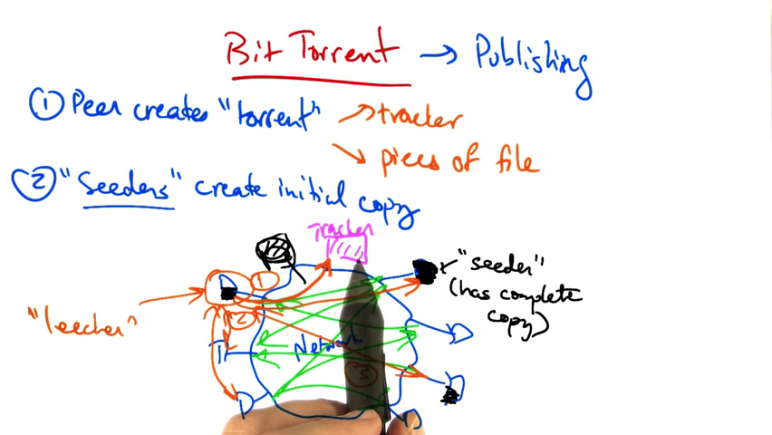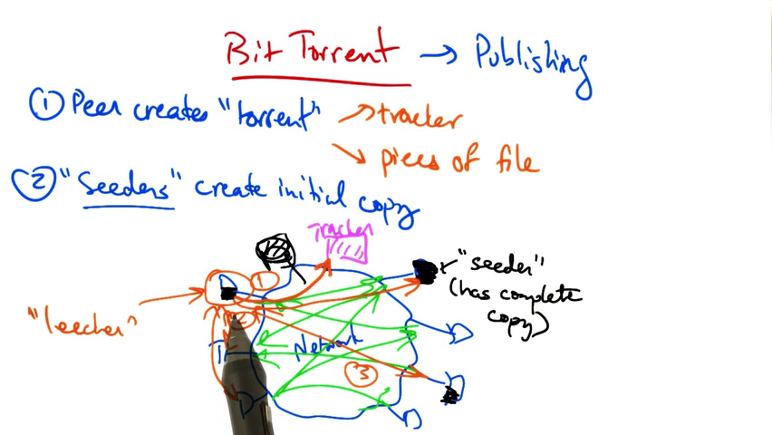The tracker allows peers to find each other, and it also returns a random list of peers that any particular leecher can use to swap chunks of the file.